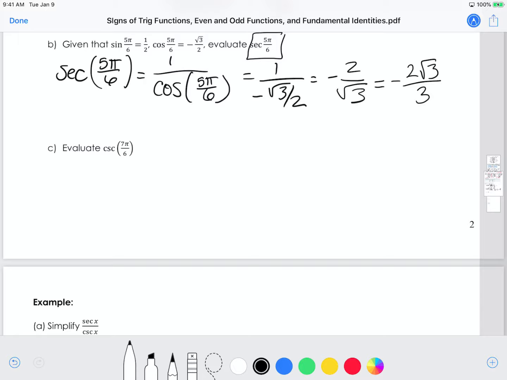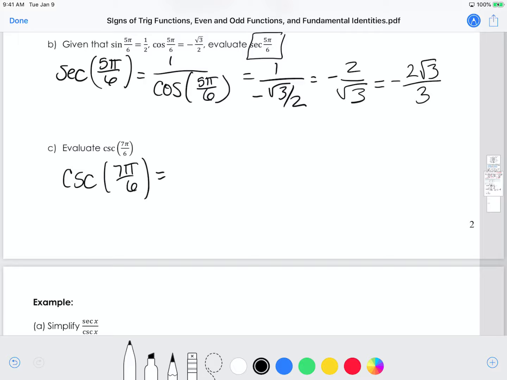In example C, we're asked to find the cosecant of 7 pi over 6. And unlike the previous two examples, we're not given the information for sine or cosine, but we can look at the unit circle and figure it out. If I swing open in standard position an angle of 7 pi over 6, my ordered pair is going to be negative square root of 3 over 2 and negative 1/2.